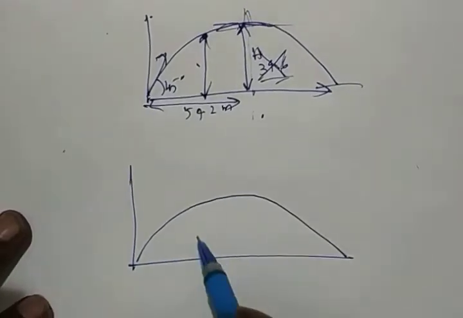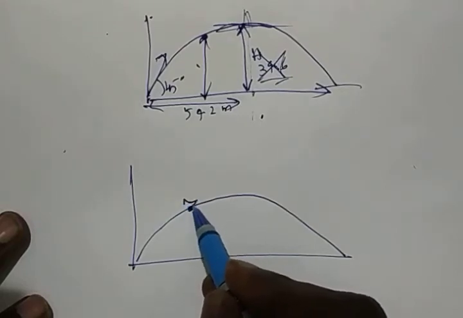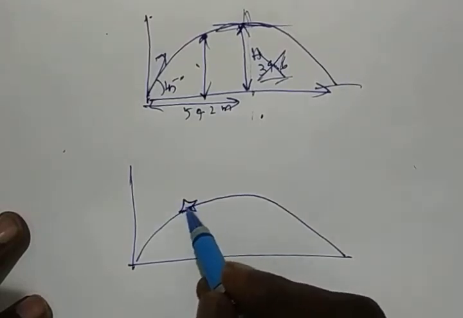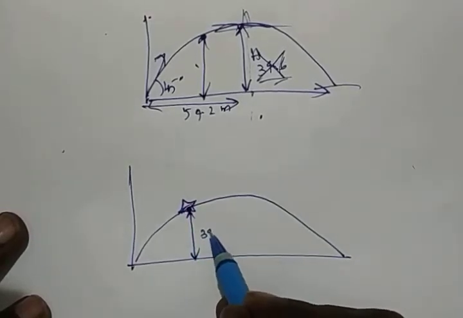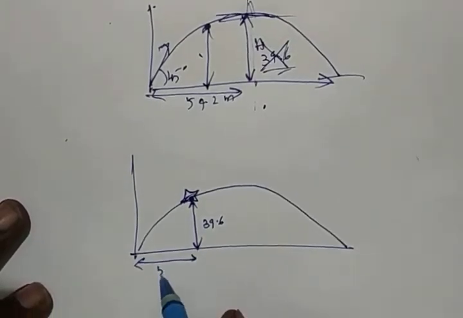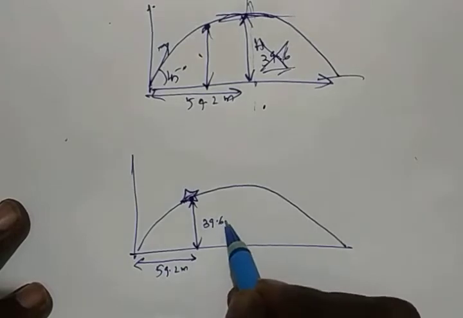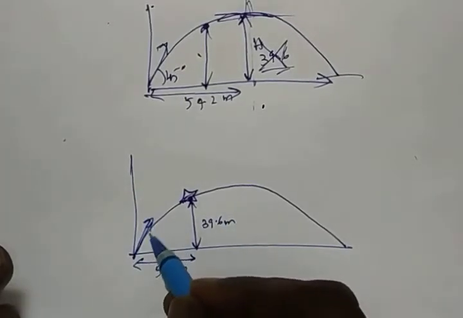This is the projectile here. Any point here, a bird is flying, a bird is flying here like this. So anywhere here at this height, 39.6, and from here to here it is 59.2 meters, and the angle is already given here as 45 degrees.